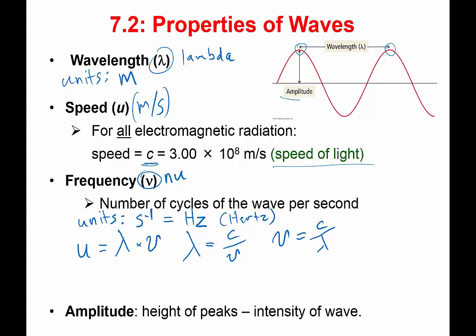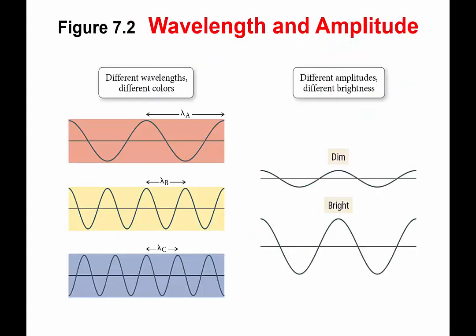And as you can see on the picture here, that's just the height of the peaks. And that corresponds to the intensity of the wave. So for example, for sound waves, a greater amplitude would just mean a louder sound. So for light, it has to do with the intensity of light. In other words, how bright the light is.